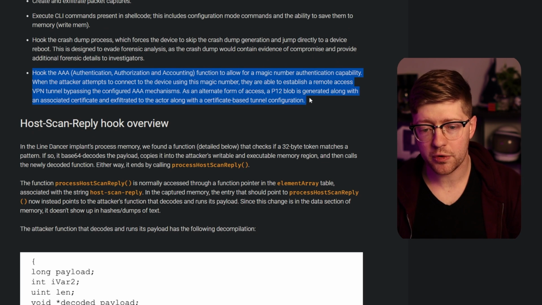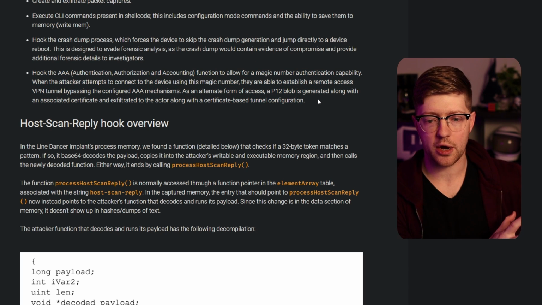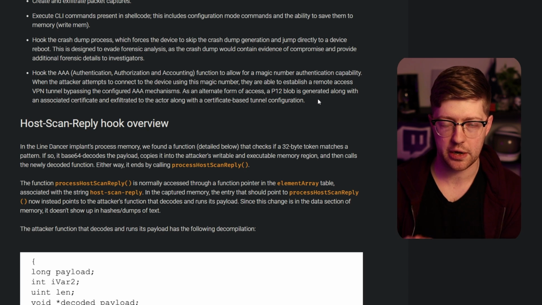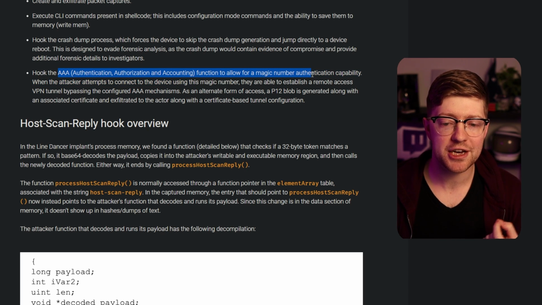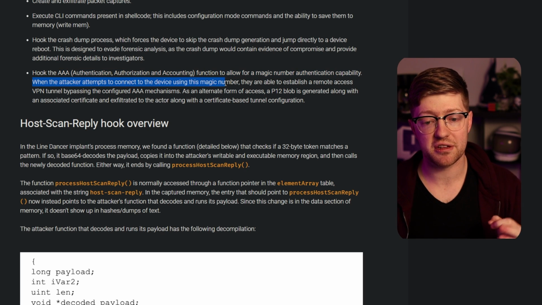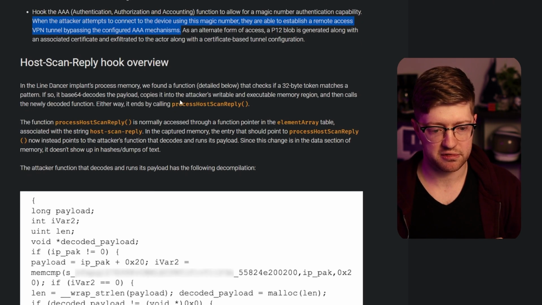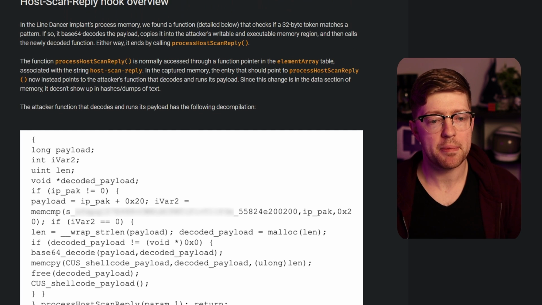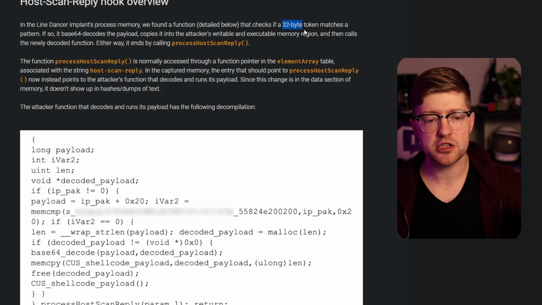And the last one is actually how they're doing their command and control, their communications between the threat network that they're controlling this from and the target network that got hacked, right? They hook the AAA functions to allow for a magic number authentication capability. When the attacker attempts to connect to the device using this magic number, they're able to establish a remote access VPN tunnel by bypassing the configured AAA mechanisms. And they go on later to describe this here. But basically, the implant allows a threat actor to put a magical 32-byte token.